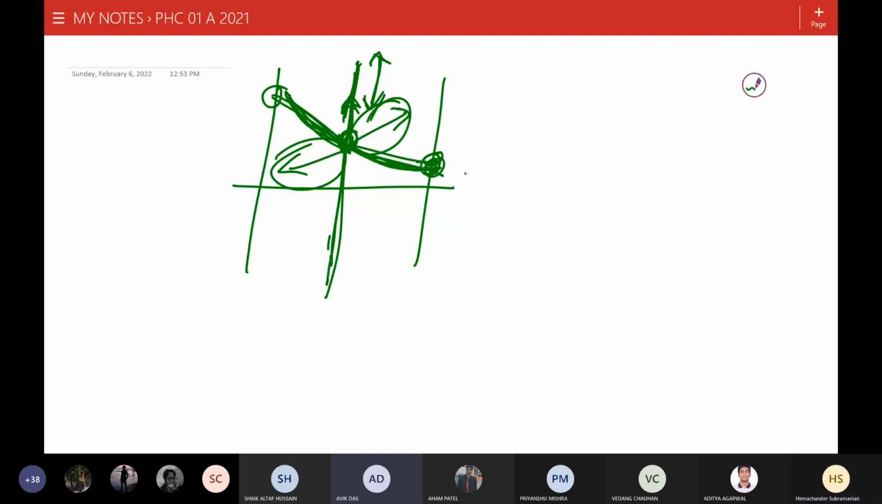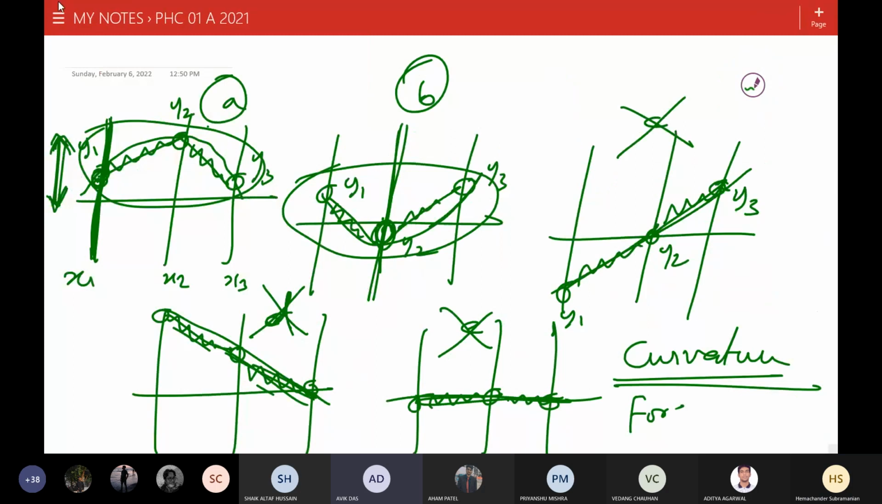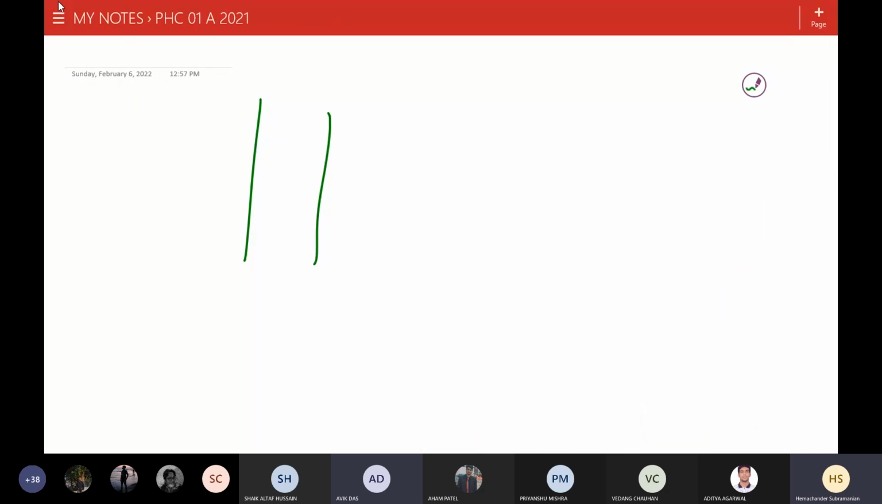Yes or no? Yes, sir. Okay, so your force would be proportional to the curvature, right? If the curvature is more, there will be more force. If the curvature is less, there will be less force. Does it make sense? Okay.